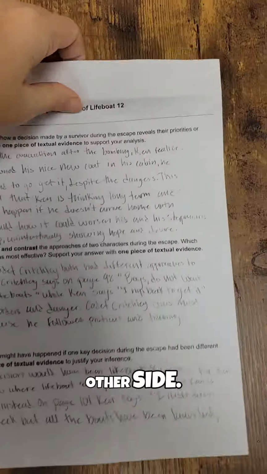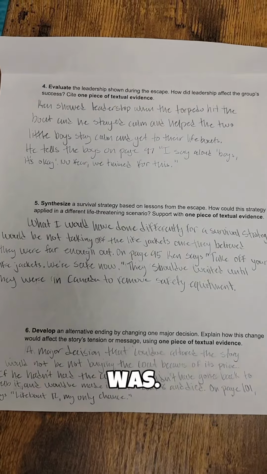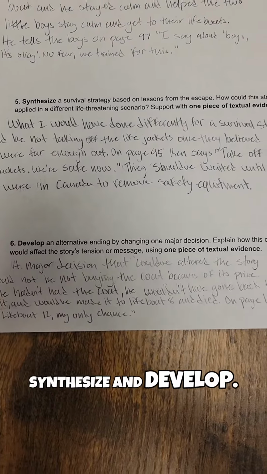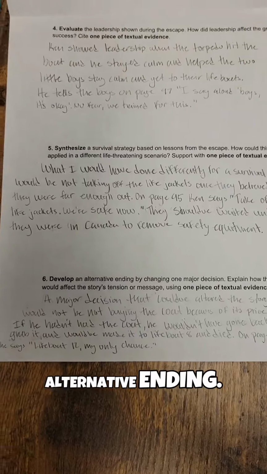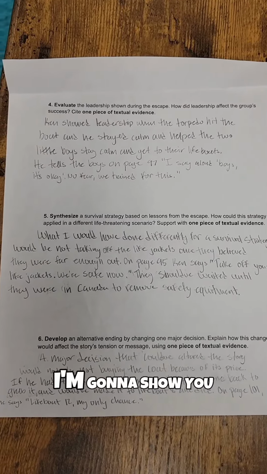And let's look at the other side. I kind of flipped the name so you couldn't see who it was. And then this was the other side. So they had to evaluate, synthesize, and develop. This was an alternative ending. And so this is what an 8th grader would actually write. I'm going to show you another example.